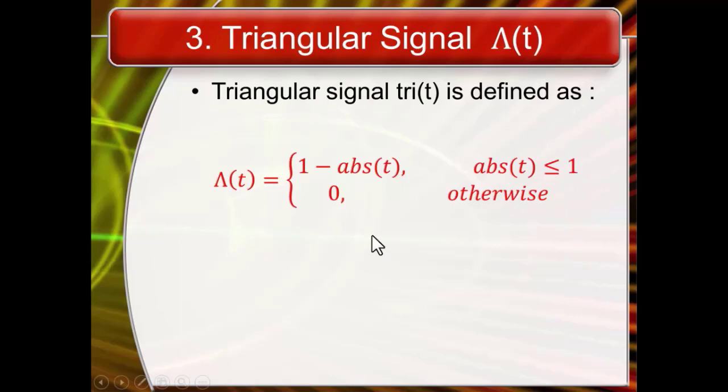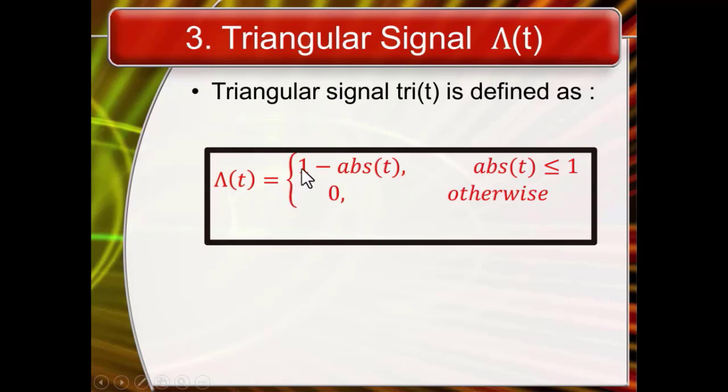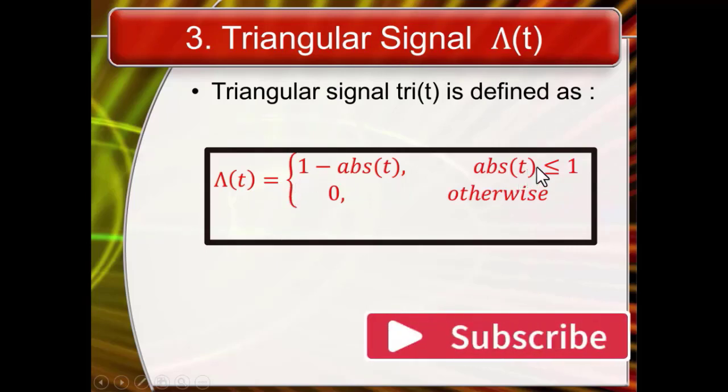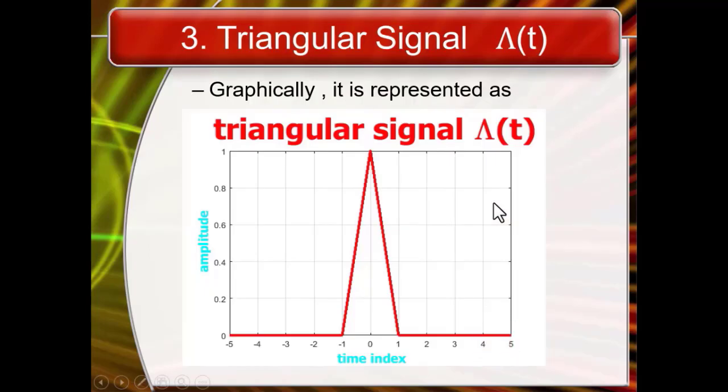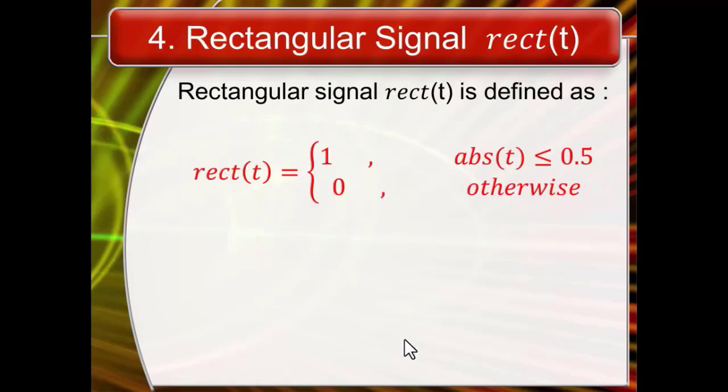The third signal is tri of t, the triangular signal. Tri of t is defined as 1 minus the absolute value of t for the absolute value of t less than or equal to 1, and is 0 otherwise. Graphically, we can represent the triangular signal like this. In between -1 and 1 it is 1 minus the absolute value of t, and 0 for all other values of t.